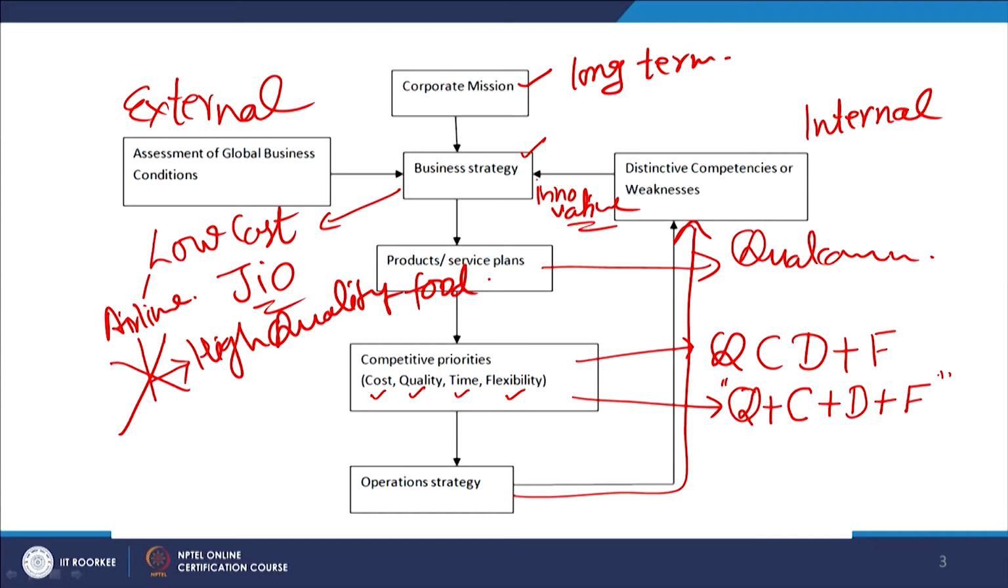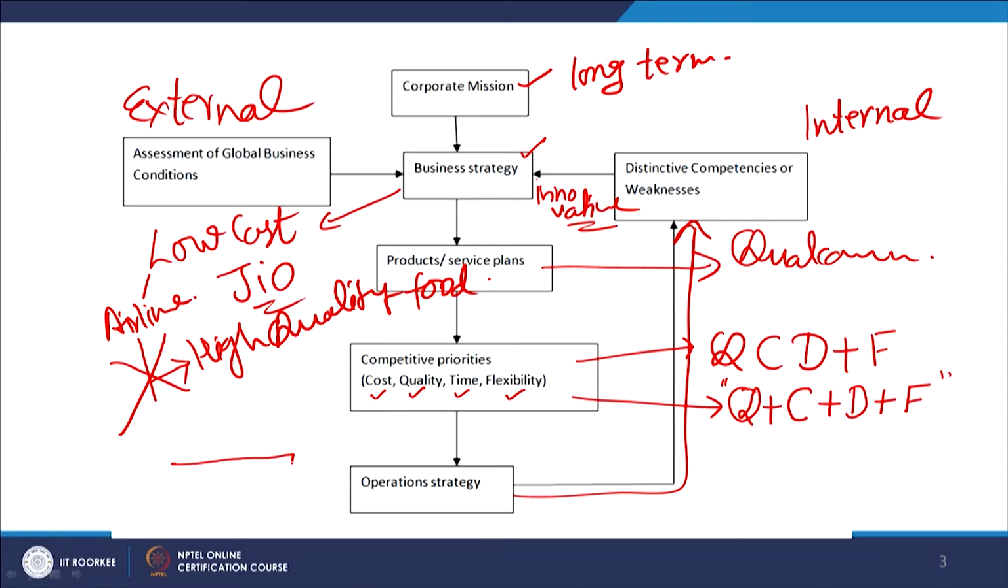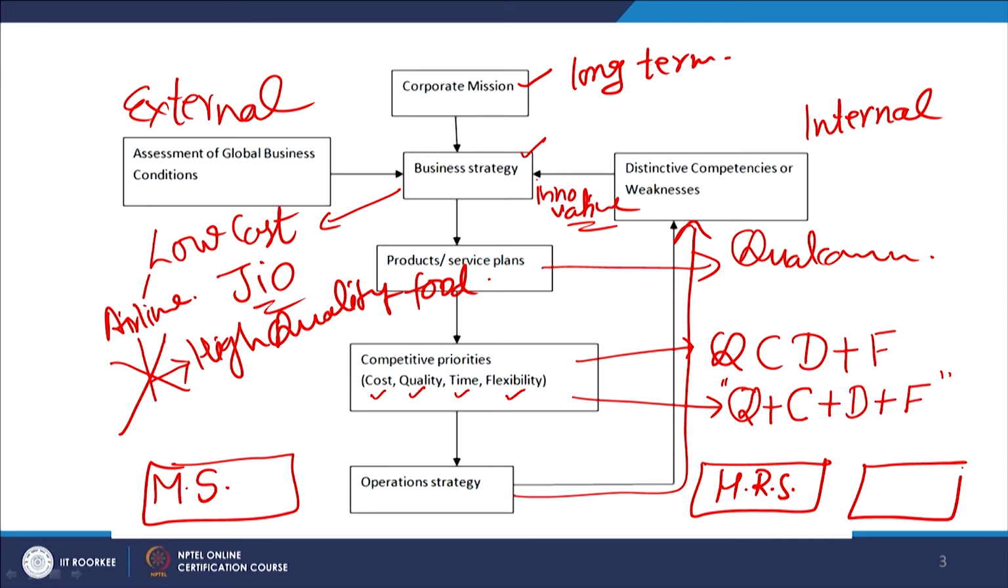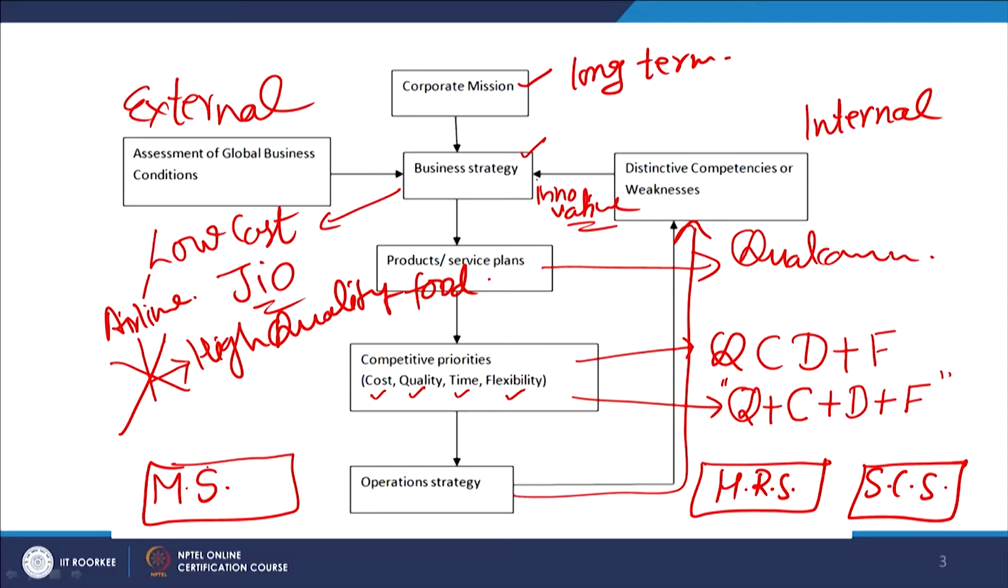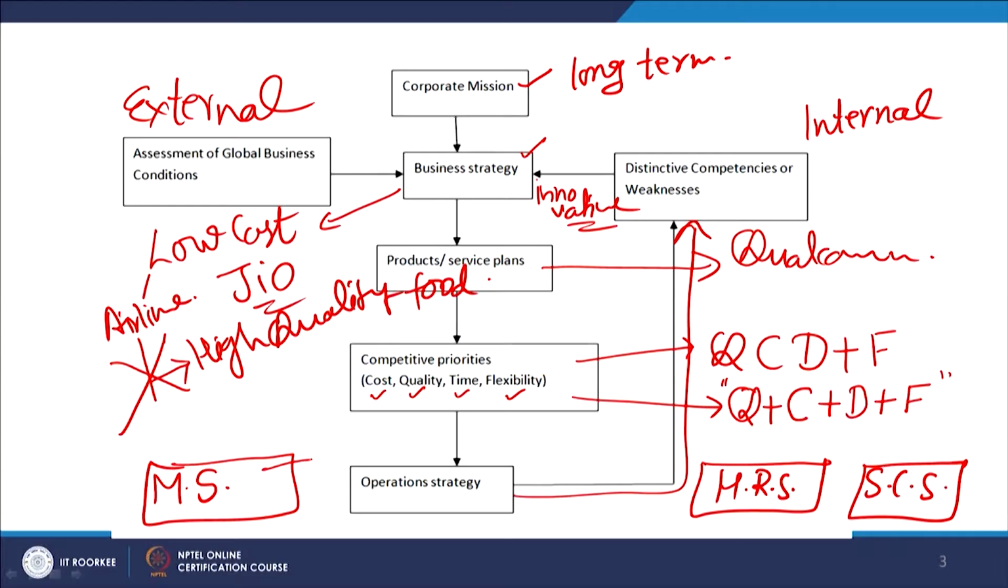The other important thing which I would like to discuss almost at the end of this session: operation strategy was the major part of the discussion of this particular session. But similarly, as we are discussing the operation strategy, there can be a marketing strategy, a human resource strategy, a supply chain strategy, etcetera. So all these are the functional level strategies. We need to see that these functional level strategies are not in silos. We need to have a good sync between these functional level strategies.